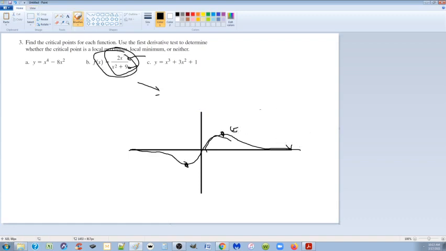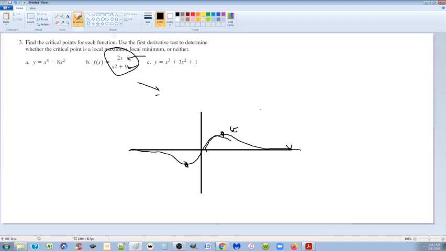So the first thing I do, I have to take a derivative, which means I need to use the quotient rule. And using the quotient rule, the first derivative is this.